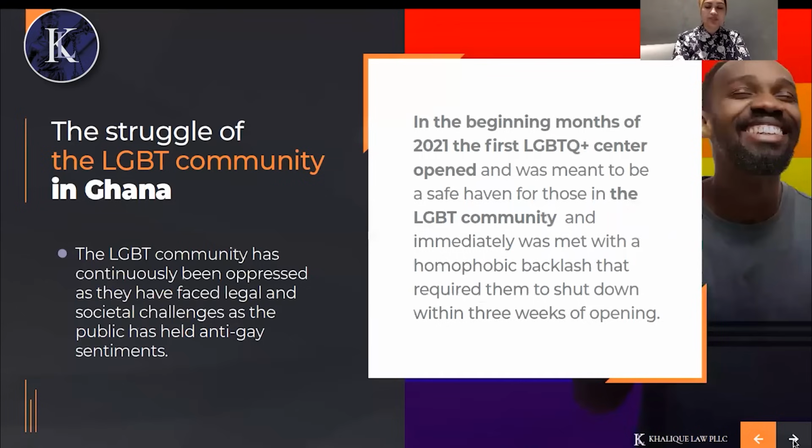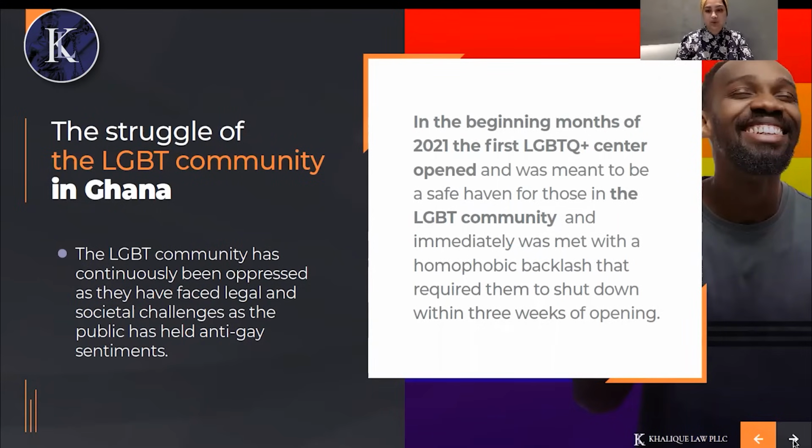Other countries that we've worked with, another example is Ghana. It's a predominantly Muslim country, and there are also other religious groups there, including tribal religions, that are opposed to the LGBTQ community. There's an LGBTQ center that opened and was meant to be a safe haven, but instead it was met with a lot of backlash. So Ghana is another example of a country where there's supposed to be support for the LGBTQ community, but in reality, there isn't.